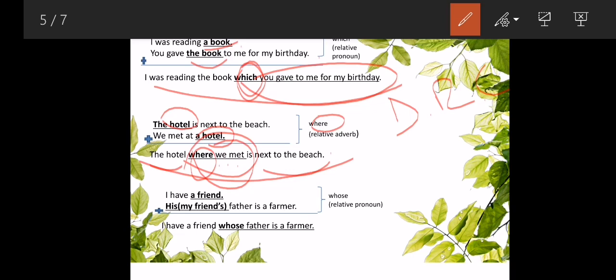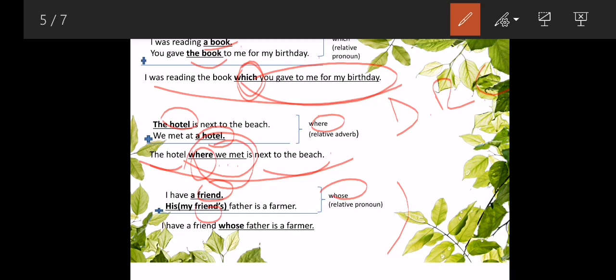Okay? Another example. The first sentence is "I have a friend." The second sentence is "His," or "my friend's father is a farmer." In this sentence, what are the mutual words? Our mutual word is "friend," right? So which relative pronoun are we going to use? We are going to use whose.